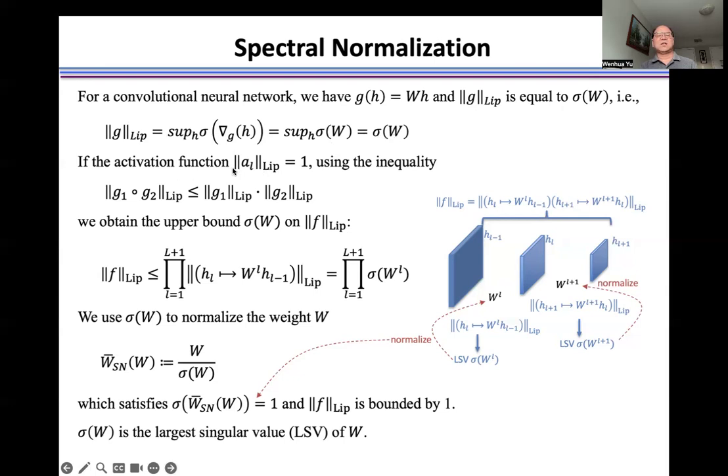If the activation function has a Lipschitz norm of a_l equal to 1, using the inequality here, we obtain the upper bound sigma on the Lipschitz norm of F. Now we can use this sigma to normalize the weight W. So we get the normalized weight W bar, which satisfies sigma equal to 1, and the Lipschitz norm of F is bounded by 1. Sigma W is the largest singular value of W.